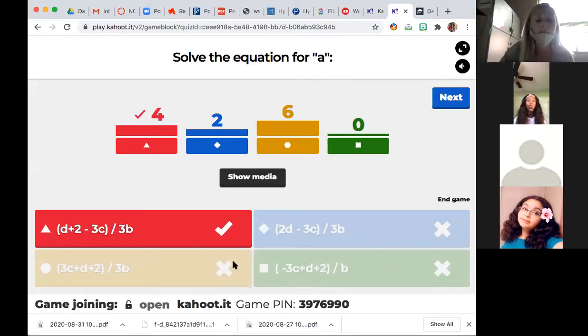So which one should we have not picked? The green, which is good because nobody picked green. Now look, those of you that picked yellow, the 3C is negative in what we just did because we had to subtract it. So that's how you know it's not the yellow one. The 3C was negative, so it's got to be the red. It can be in a different order because we're adding. You just got to make sure the signs are the same.